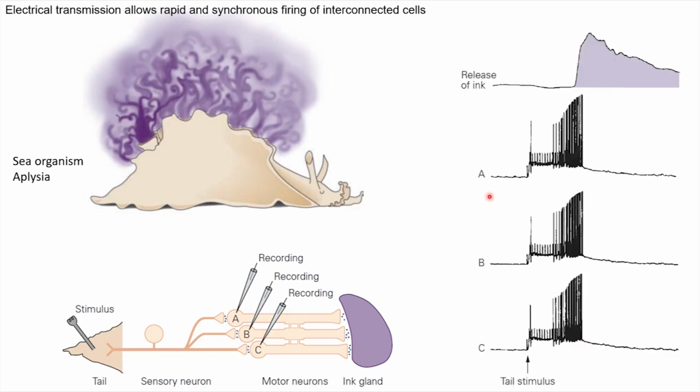So here is the outcome of the experiment. Here are the three recordings from the three neurons. So this is the timing of the stimulus to the tail, and we see that after some time there are action potentials in all the three neurons, and these action potentials are very well synchronized. And once there is enough activity in the neurons, then a large amount of ink is released. So this simultaneous activity of motor neurons helps in releasing a lot of ink together, and this synchronization is ensured by the presence of the electrical synapses.